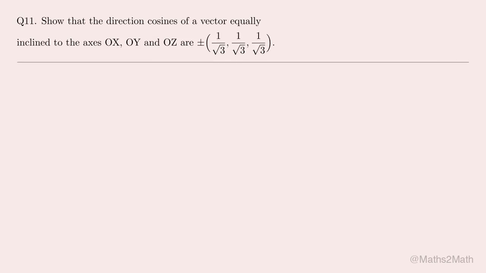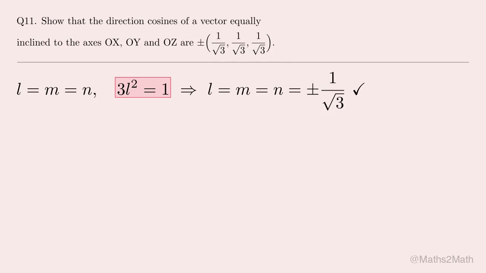Question 11. Equal angles force equal cosines. Their squares must sum to 1. With l equal m equal n, 3l squared is 1. Each cosine is plus or minus 1 over root 3.